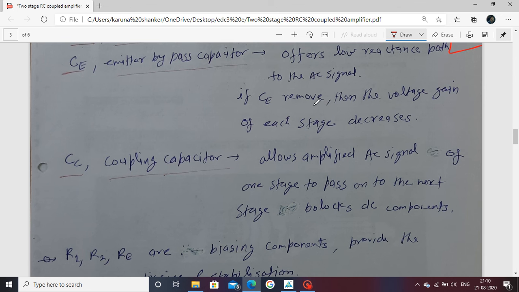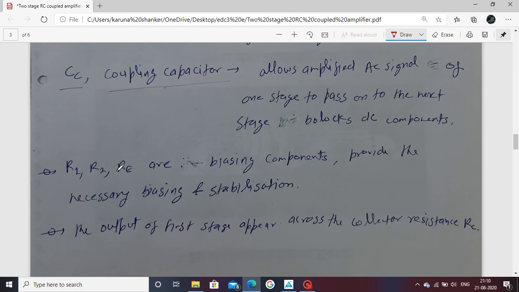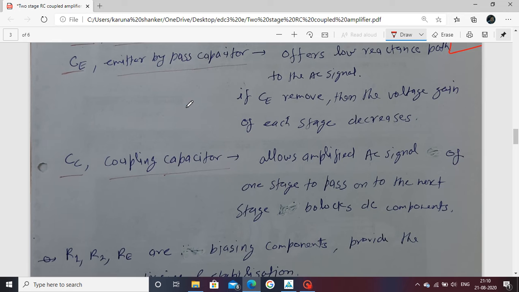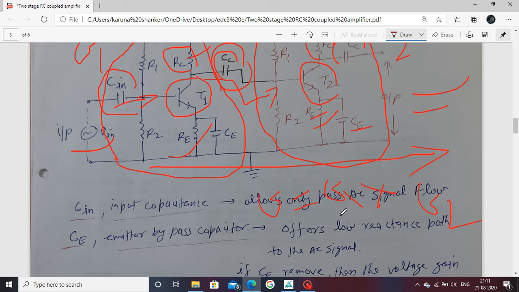Whatever you see here, these are the biasing components. The input capacitor allows only the AC signal to pass, and the emitter bypass capacitor offers a low reactance path to the AC signal. Low reactance path means it provides a path for the AC signal with low reactance.